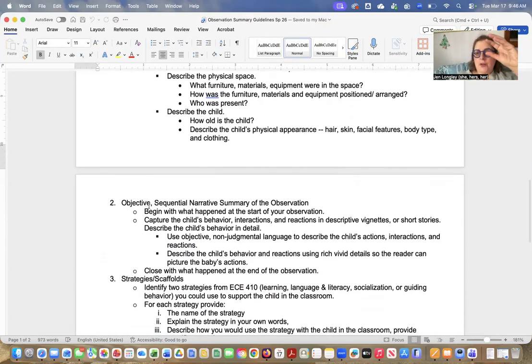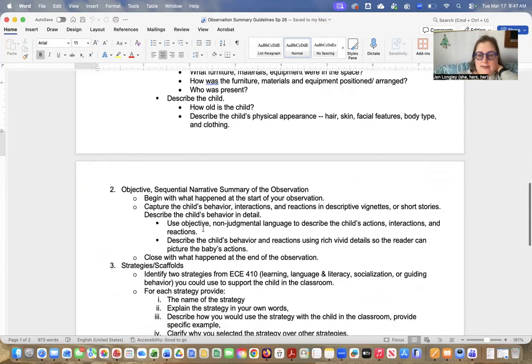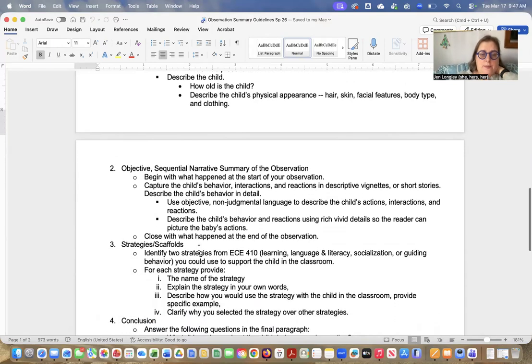And this you're gonna capture like what I call vignettes, but mini observations, like anecdotals, okay, of what the child is doing. You want to use objective, non-judgmental language to describe the child's actions, interactions, and reactions to their environment. Okay, and that includes people. Include as much detail as possible, so that the reader can picture them. Then you're going to use strategies and scaffolds from ECE 410 to include in your paper.